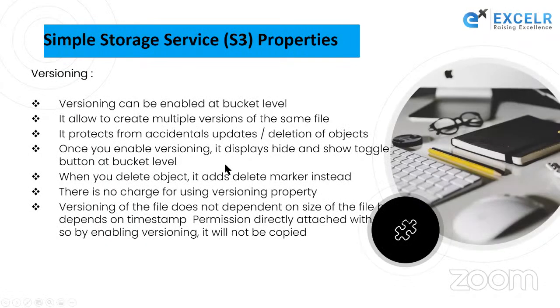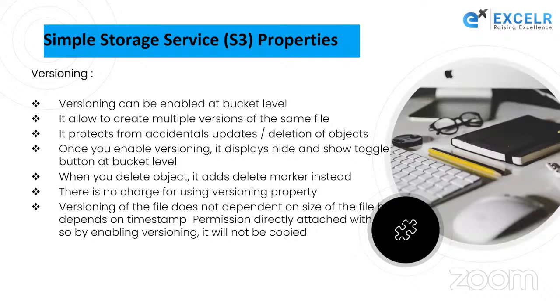Now, what is versioning? Versioning, as the name suggests, is creating different versions of your objects or files. Whenever I want to use versioning, it needs to be activated at the bucket level. Once you enable versioning, for the same object you can create multiple objects which will have different timestamps, and each will also have something called a version ID associated with it. The version ID of every object will be unique. The use case of versioning is to protect you from any accidental updates or deletion of the object.